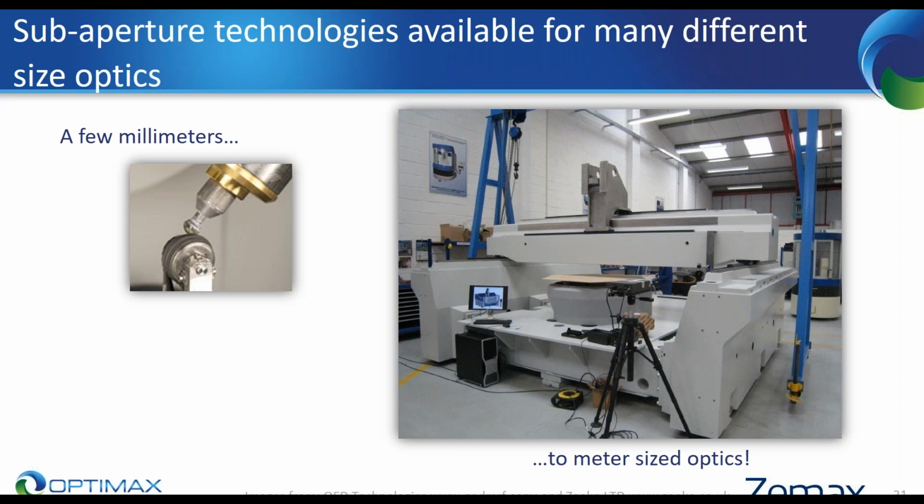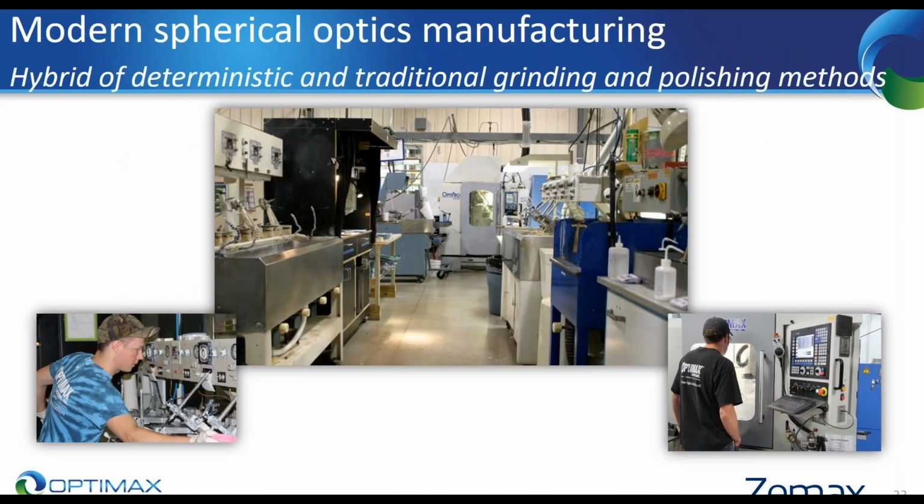But today, one thing I did want to stress is that in modern optics manufacturing, there's not one tool that satisfies everything. Different geometries, different materials, different specifications, they all require a slightly different processing method. And so what we found is that the modern optics shop is a hybrid of both deterministic and traditional grinding and polishing methods.